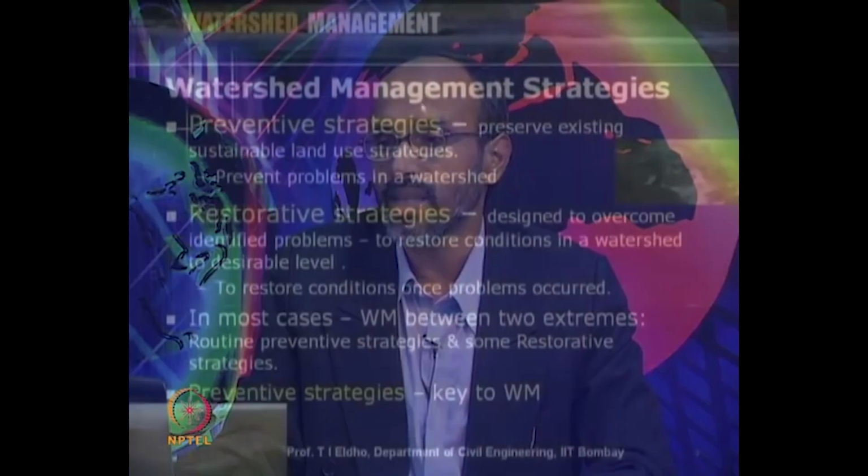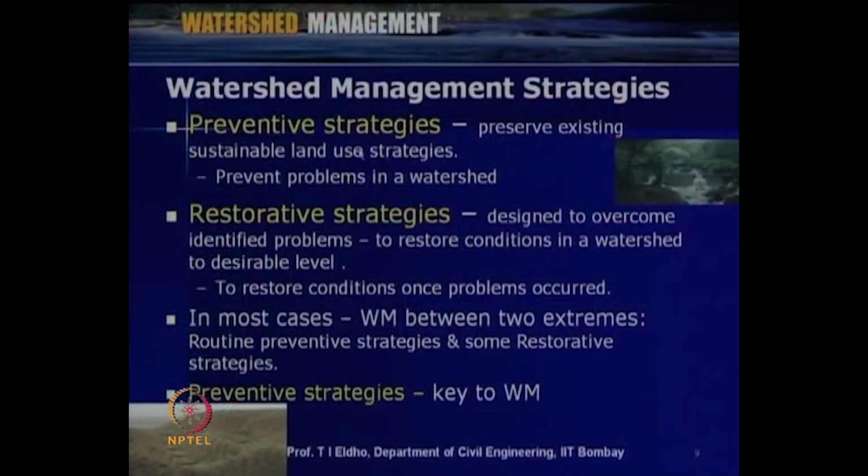Now we will see that there can be various strategies as far as watershed management is concerned. Two important strategies generally coming into watershed management are preventive strategies and restorative strategies. These are the two important strategies when we look into watershed management practices. Preventive strategies mean preserving the existing sustainable land use strategies.